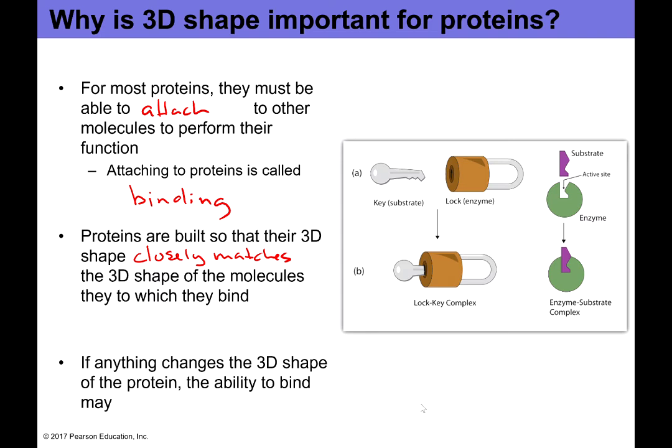In fact, the metaphor usually used to explain how this works is a lock and key. A key is shaped perfectly to open the lock it matches to. Where the enzyme, the protein, is the lock, and the key is the thing to which it binds.